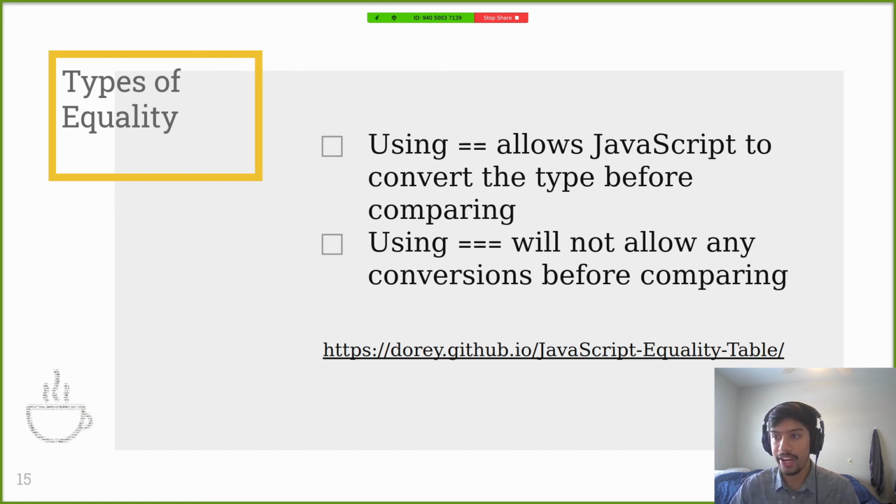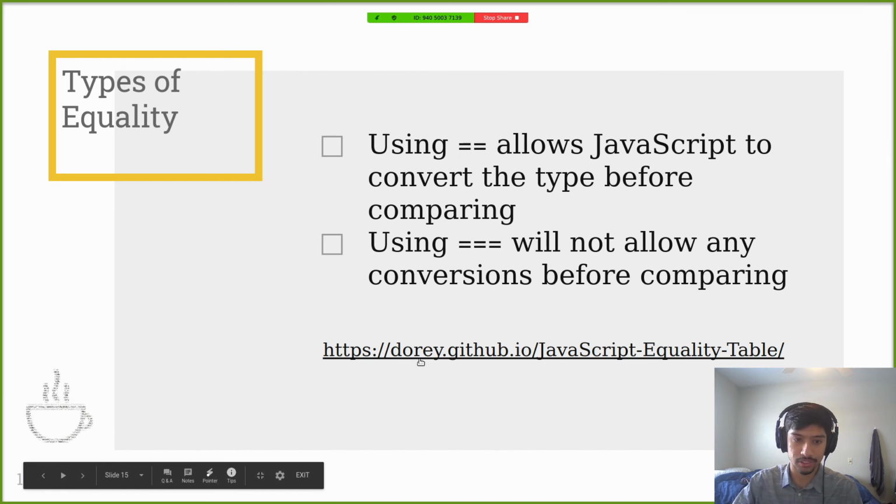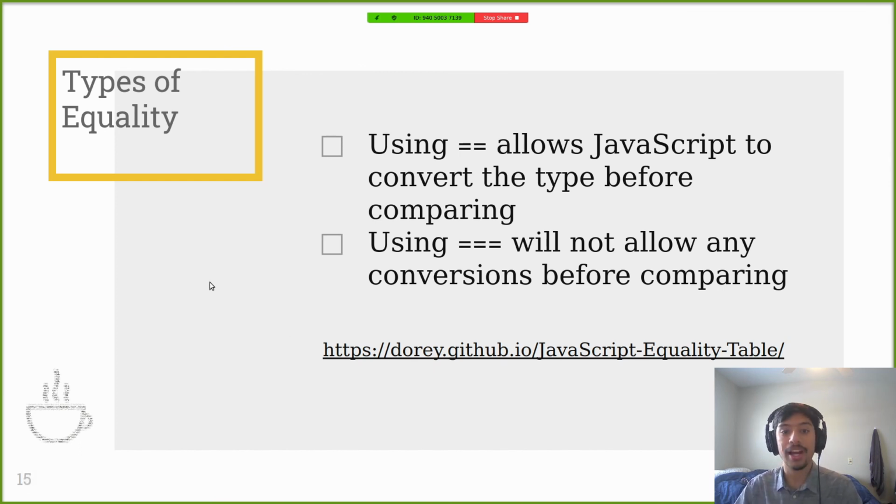And if you want to learn more, I have a link here to an excellent article, this little dory.github.io page, where it gives you a table of how comparing different things might cause unintended results if you use the non-strict or double equals version of equal to. I should also note that double versus triple equals is unique to JavaScript. It is not present in other major languages.